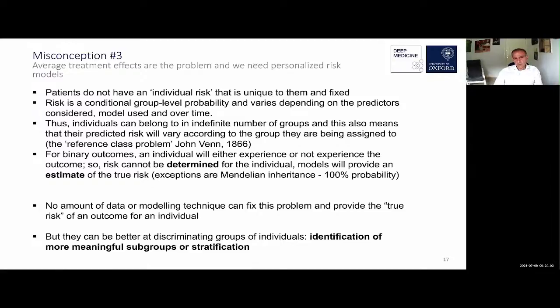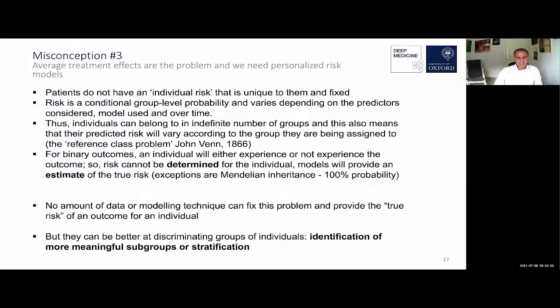If this sounds a bit too grim, I want to just highlight that this does not mean that risk prediction and better risk models are not going to be of any added value. By having more refined tools for risk prediction, we can discriminate groups of individuals and identify more meaningful subgroups within that population who might have a different response to treatment or an intervention.